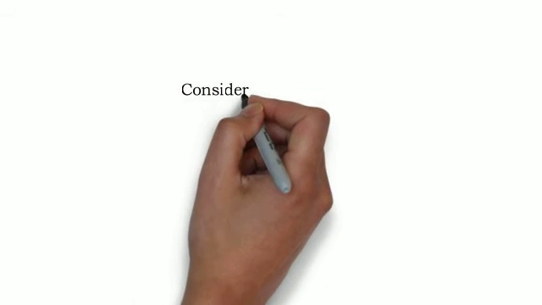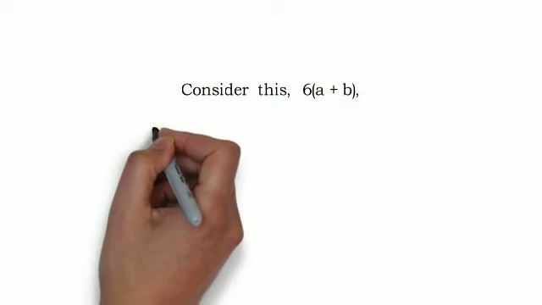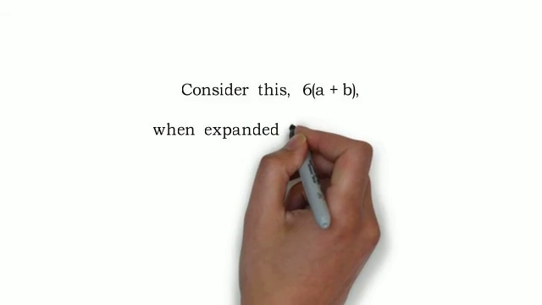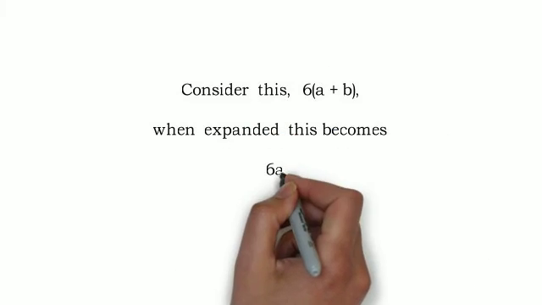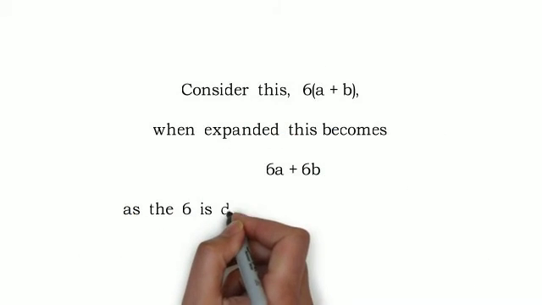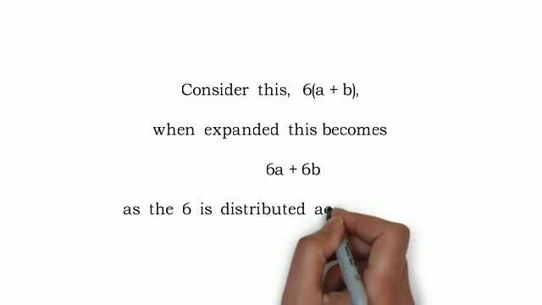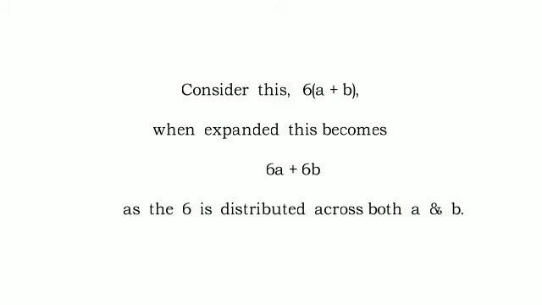Let's consider an example. 6 bracket a plus b, and that becomes 6a plus 6b because both a and b are multiplied by the 6, distributed across them both, in other words.